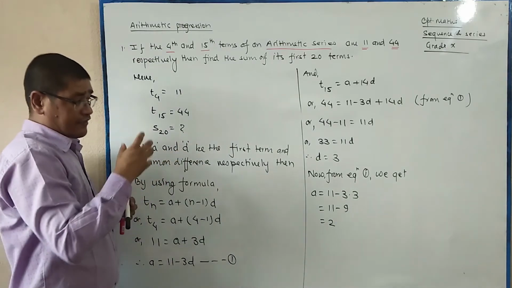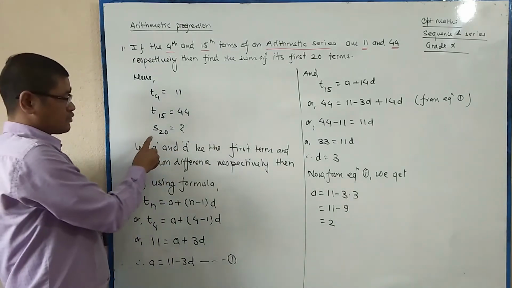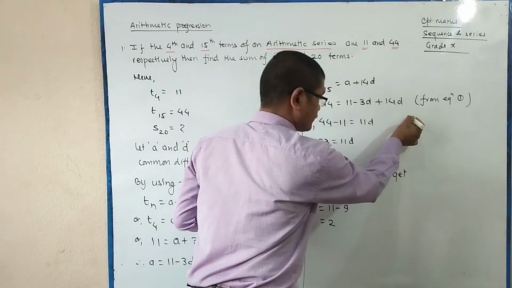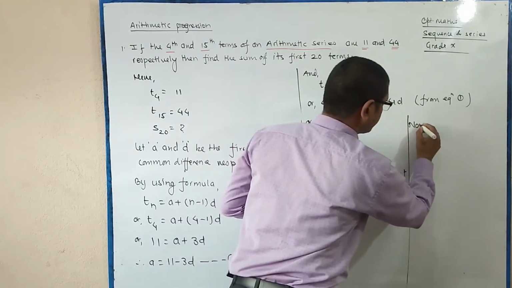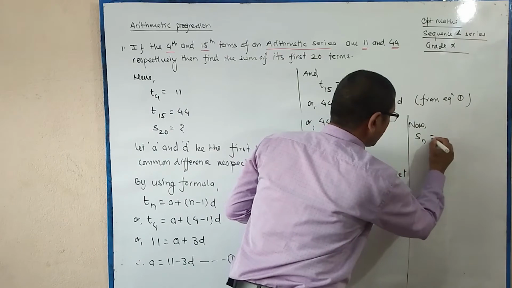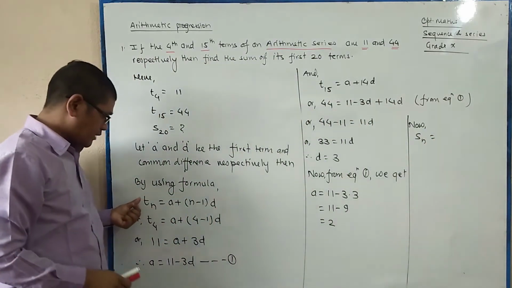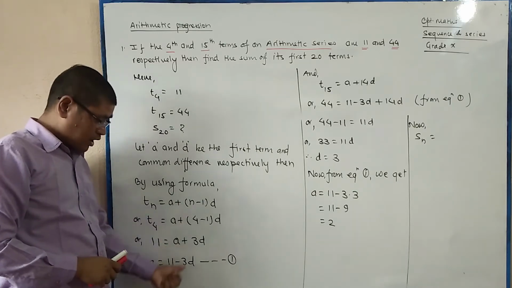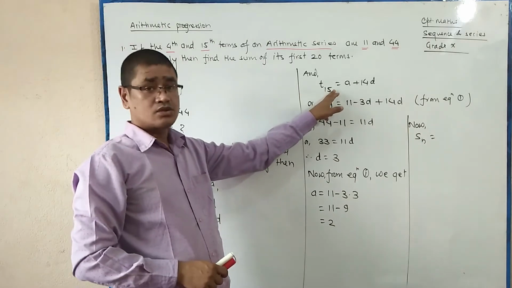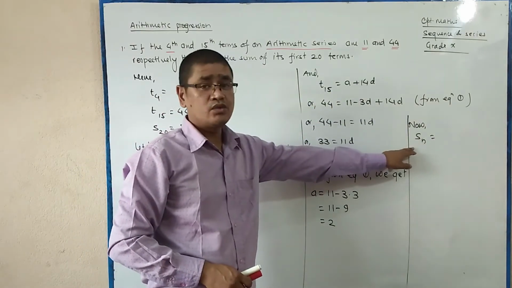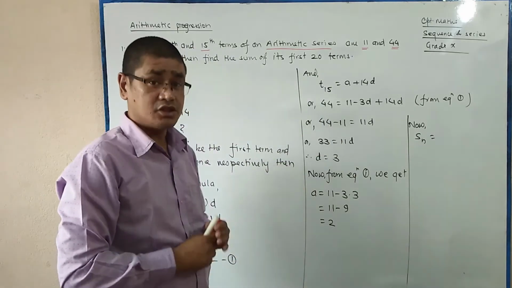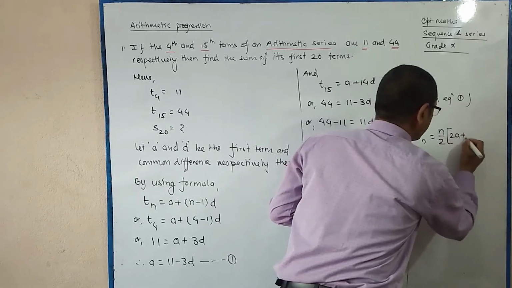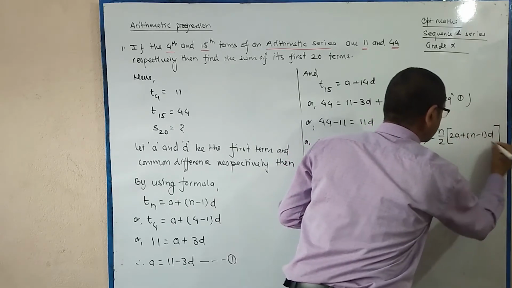Now our main job is to find the sum of the first 20 terms, so let's go for it. We used the earlier formula once and wrote it out, and after that we repeated it directly. This formula we are using for the first time, so let's mention it, it will be better. Sn equals n by 2 times 2a plus n minus 1 times d.